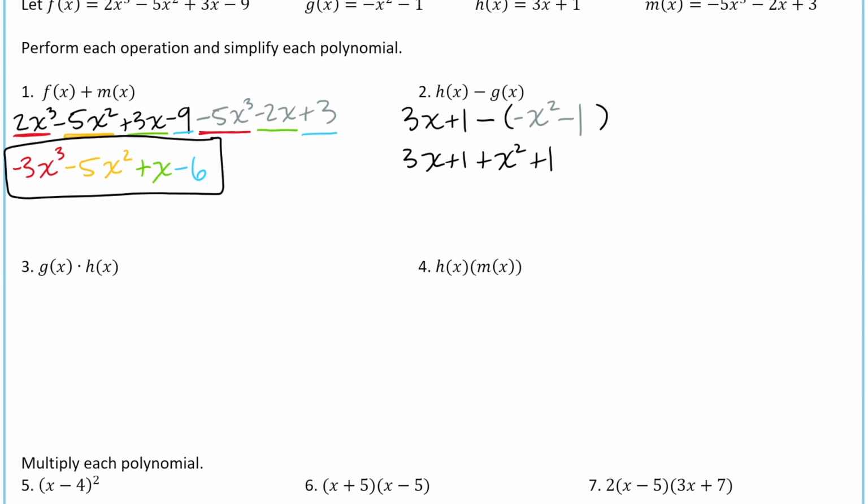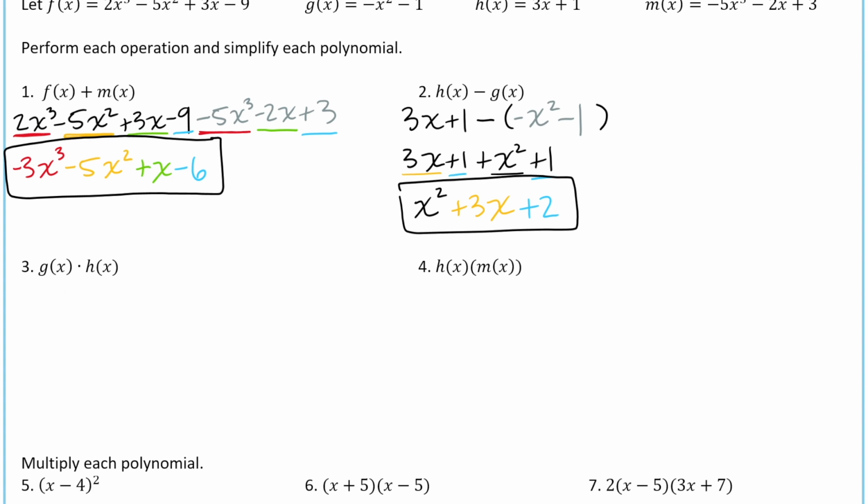Combining like terms, I'm going to start with the highest exponent. X squared has nothing to combine with, so it's just x squared. Same thing is going on with 3x. I just have plus 3x. And then I have 2 plus 1, so add them together, plus 2. There's our final answer.